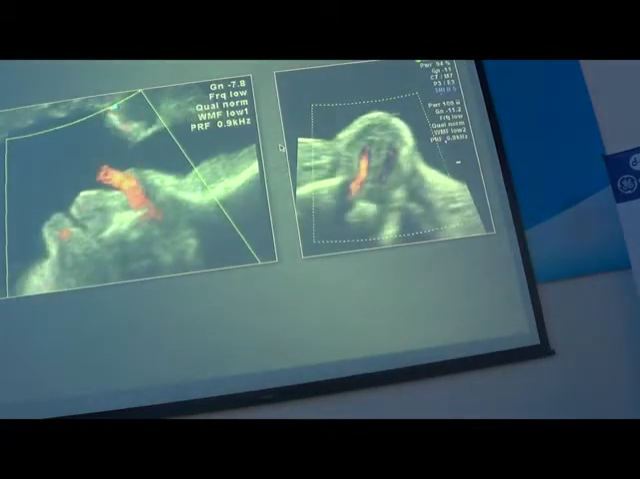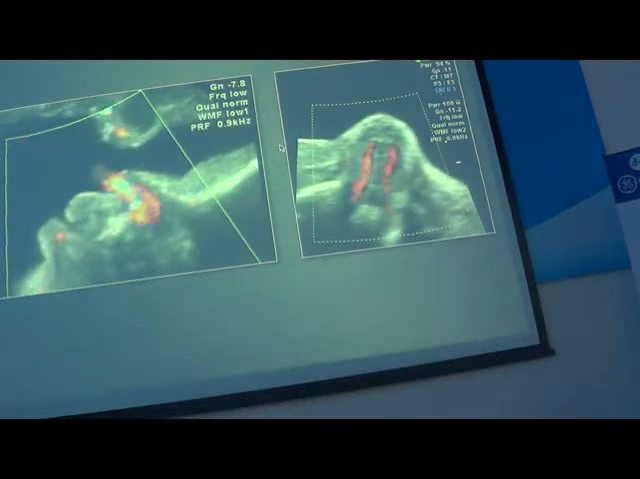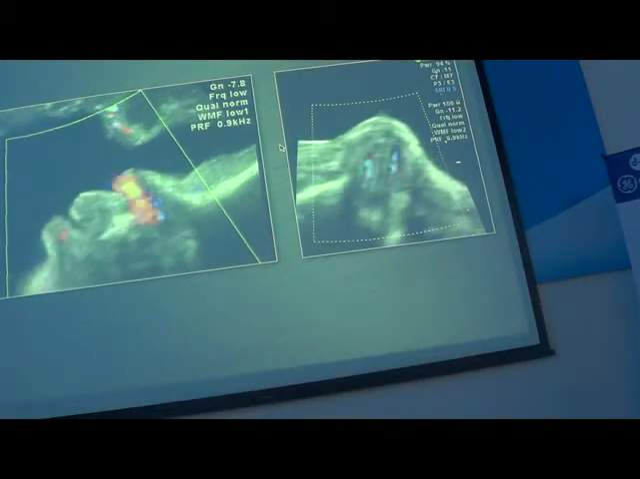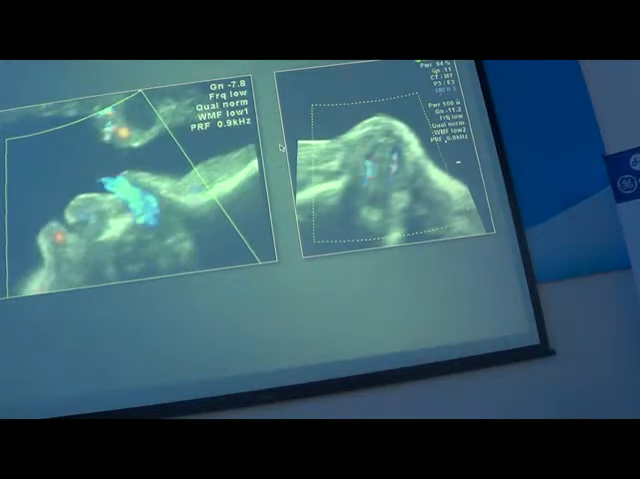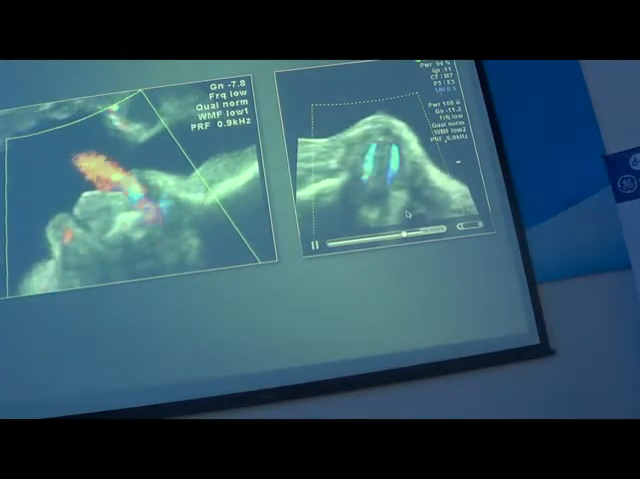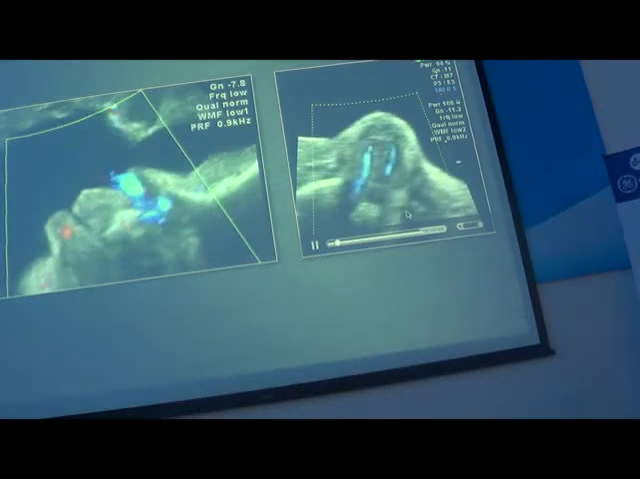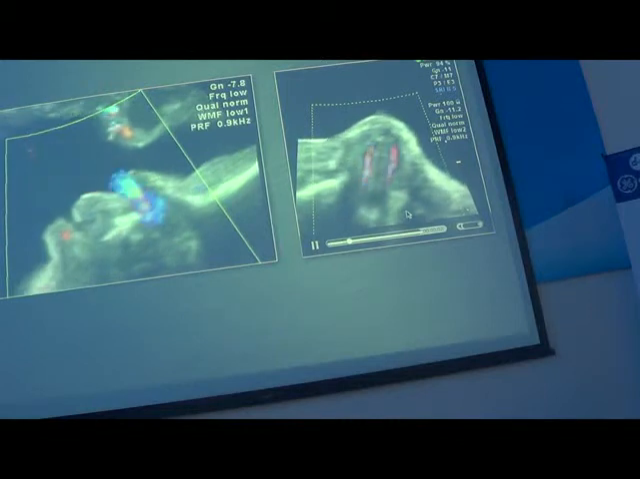This is with color Doppler, but you can see the fluid inside the mouth and also inside the nose. Now it's a baby breathing with the fluid going inside and outside.